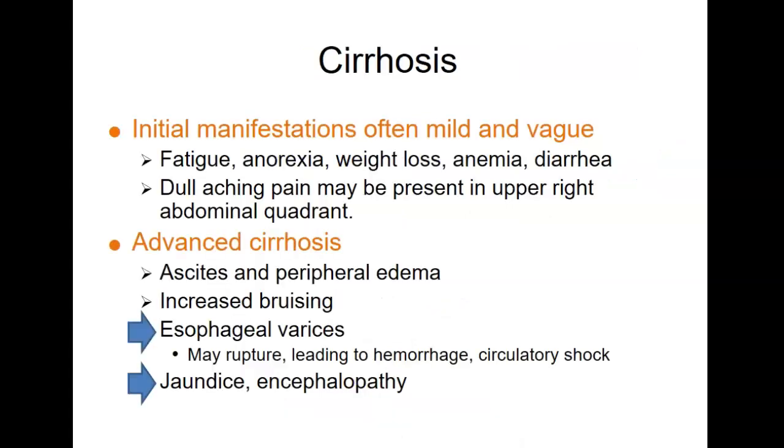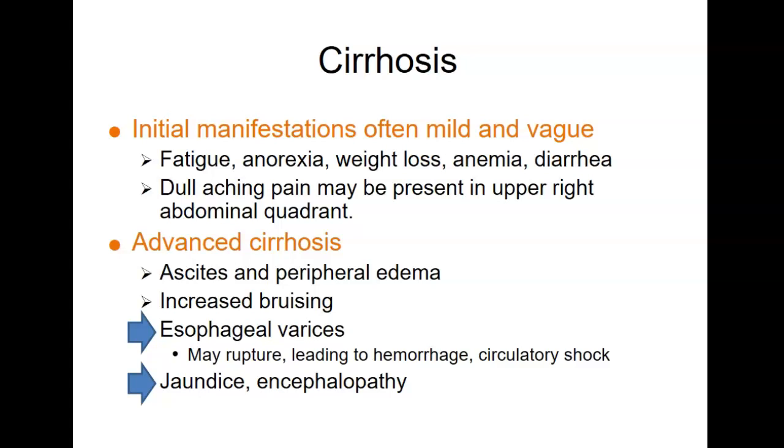Cirrhosis in general starts with manifestations that are mild and vague and very easily dismissible. You might just kind of feel like garbage. I'm tired, I'm losing weight, but I'm not eating well. You know, it's really easy to dismiss. It could become a dull and aching pain in the upper right abdominal quadrant, and then a patient's usually going, something's not right here. And then they might seek medical attention.